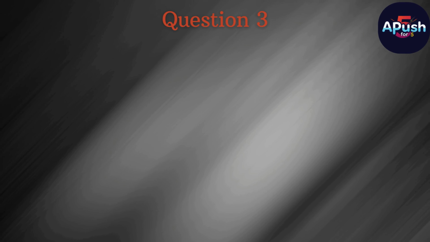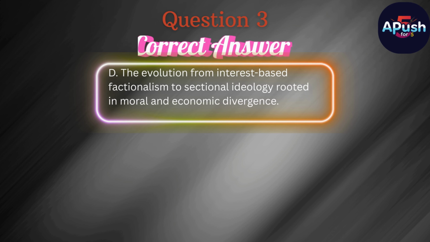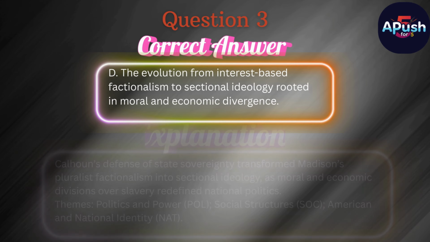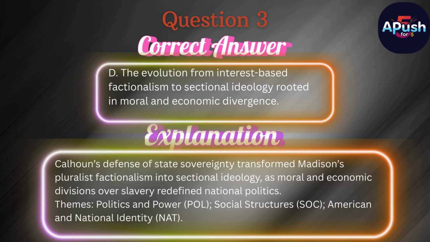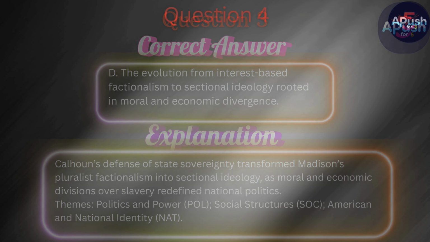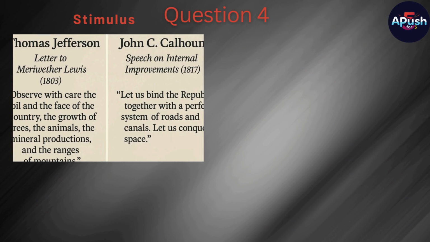The correct answer is D. The evolution from interest-based factionalism to sectional ideology rooted in moral and economic divergence. Calhoun's defense of state sovereignty transformed Madison's pluralist factionalism into sectional ideology, as moral and economic divisions over slavery redefined national politics.